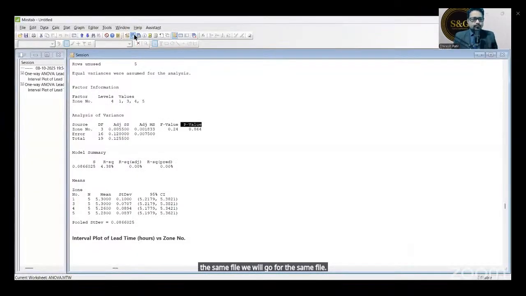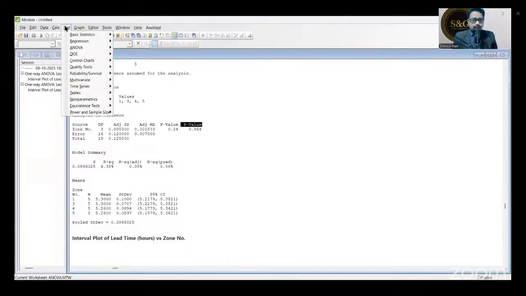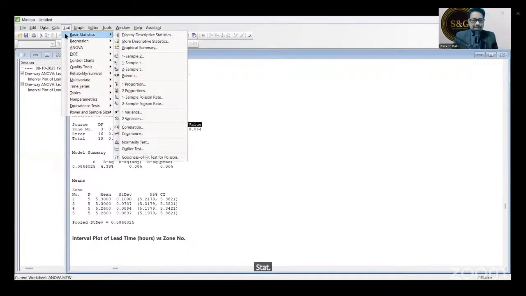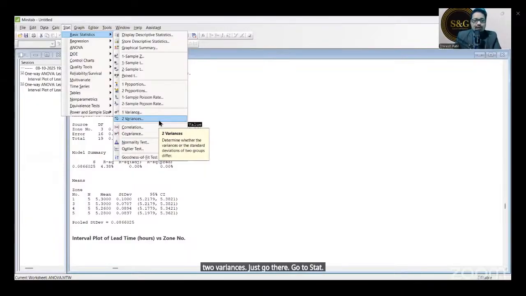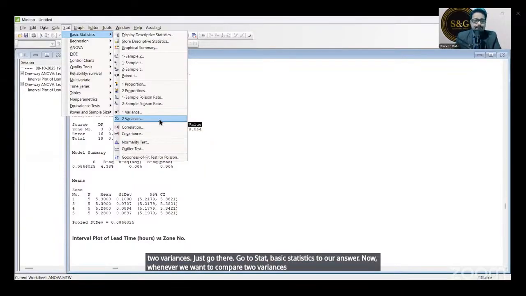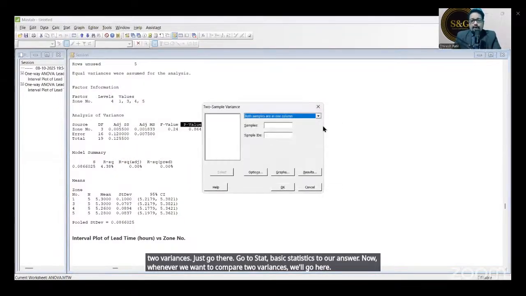Go to Stat, Basic Statistics, 2 Variances. Just go there. Go to Stat, Basic Statistics, 2 Variances. Whenever we want to compare 2 variances, we'll go here.